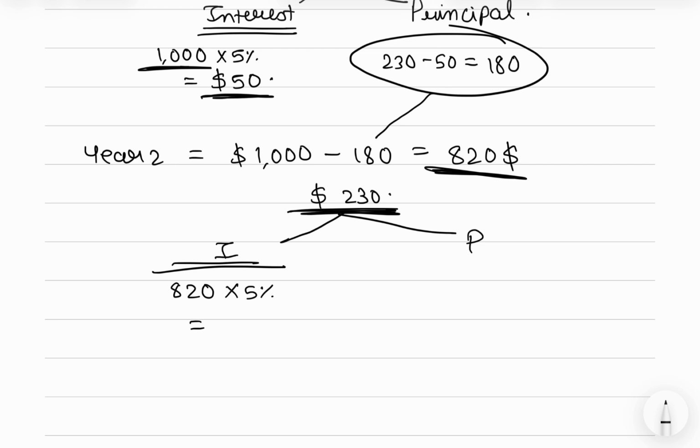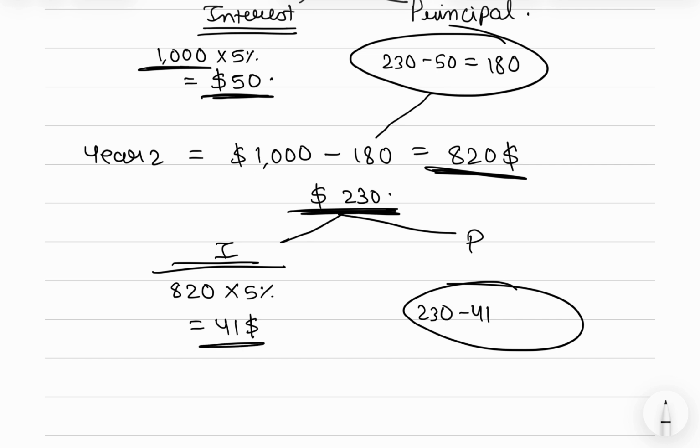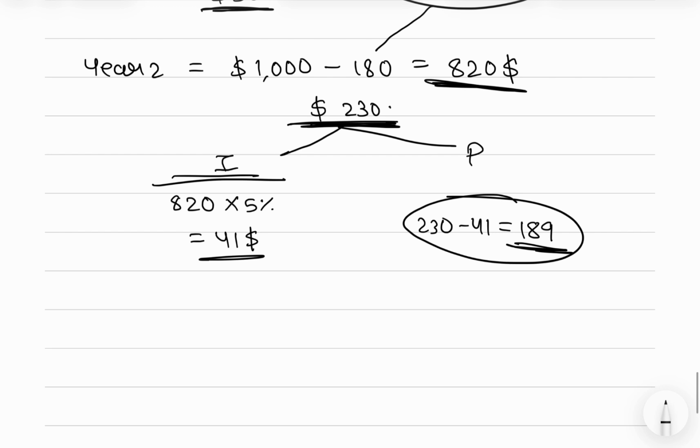So 820 at 5% would be the interest amount, and that comes out to approx $41, and the balancing again would become the principal. So the balance would be 230 EMI minus the interest part of it, that comes out to approx 189. So this is what we have paid, and so on it happens. Like in year 3 again the same thing would happen.